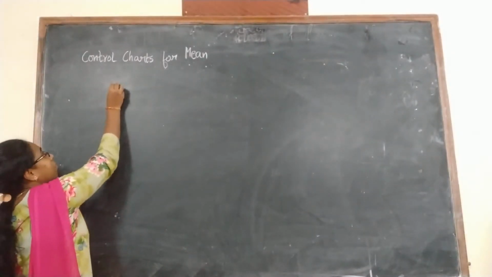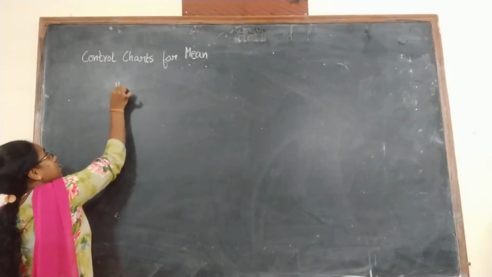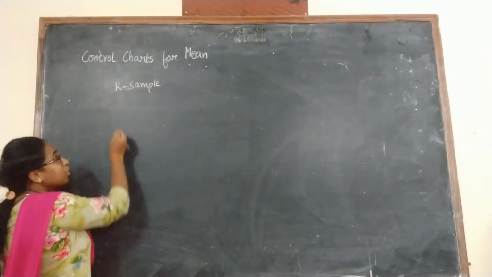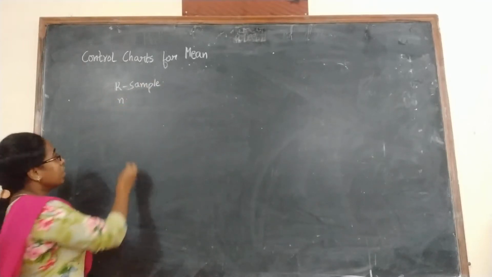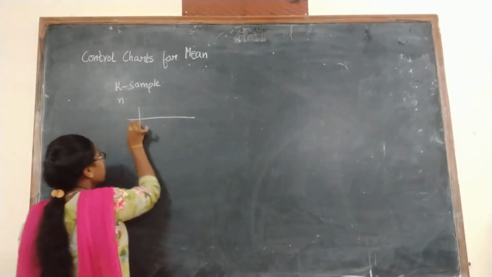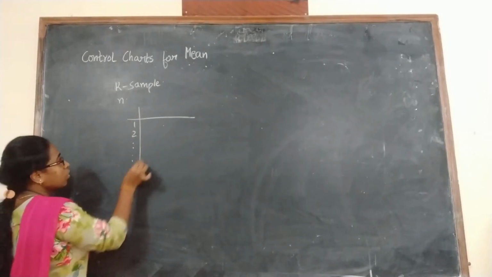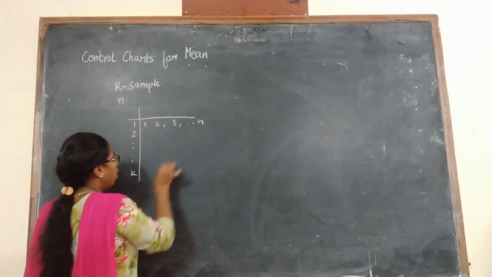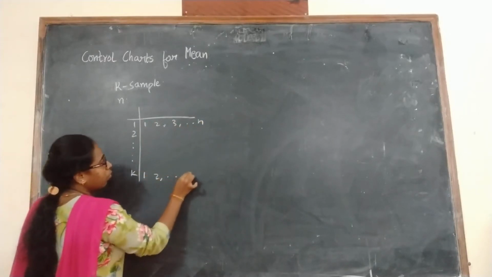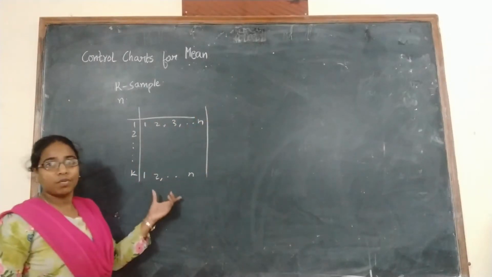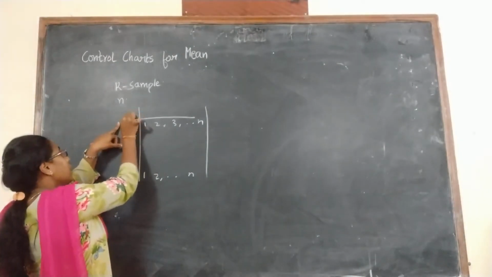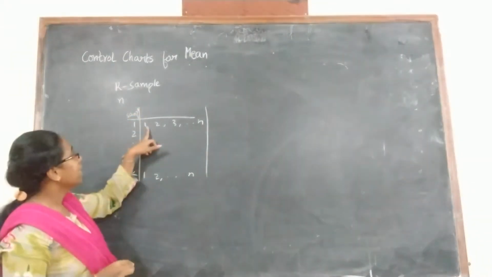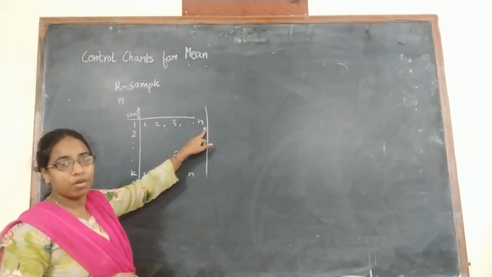So if you have k samples, each of size n. So suppose if you have k samples, in each sample you have n observations. All the samples will contain the same number of observations. Here it is a sample number, that means in total you will have k samples. In k samples you will have n observations.